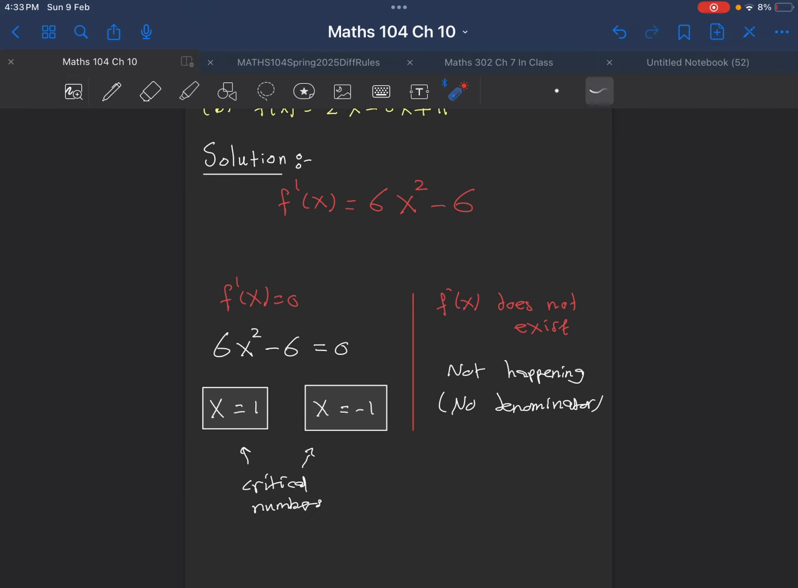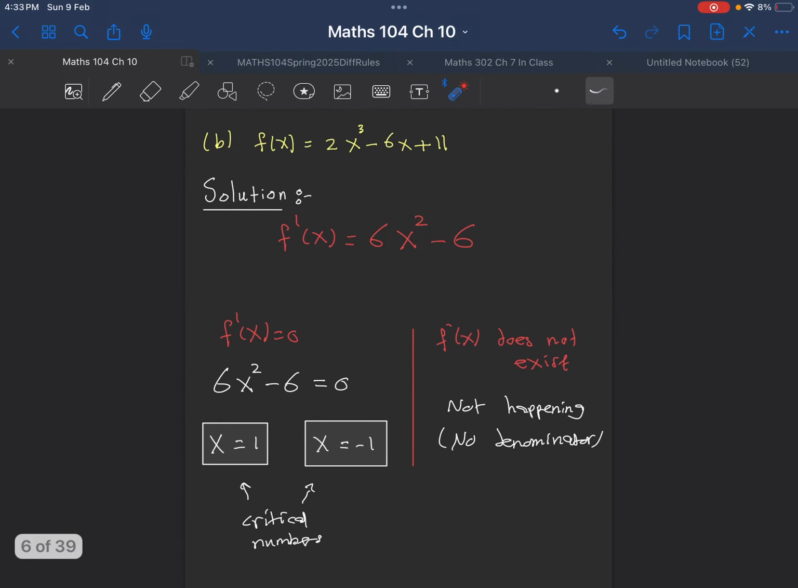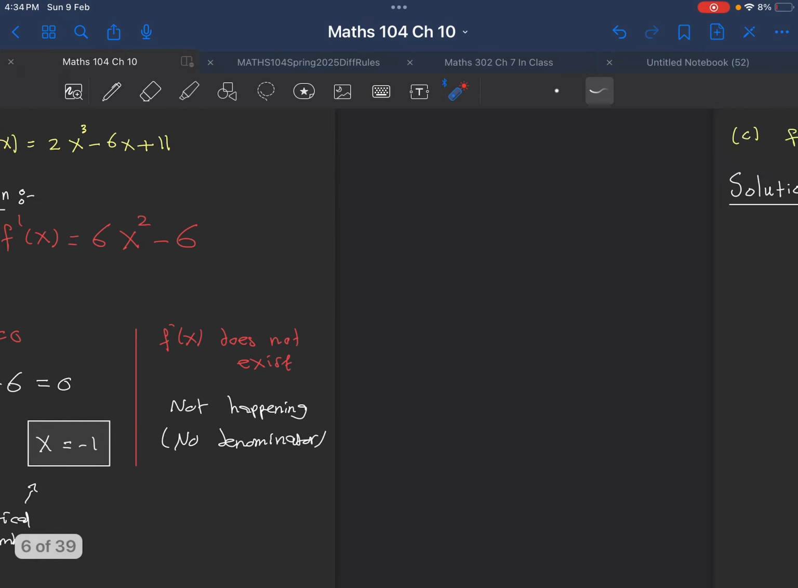Of course, the good thing is we can always check our answer. If we substitute x equal to 1 here, the answer would be 0. Again, if we substitute -1 here, the answer will again be 0. So this can always be verified and checked accordingly.